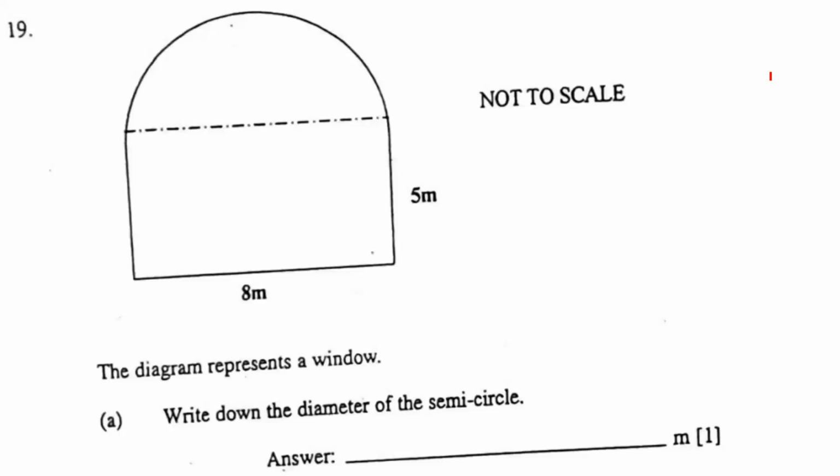Now let's move on to question number 19. It says that the diagram represents a window. The diameter of the semicircle is what they want us to write down. So we have a semicircle. This right here is the diameter of the semicircle. We already know that this bottom here is 8, and that's exactly the same as the diameter. So the diameter is going to be 8 meters.